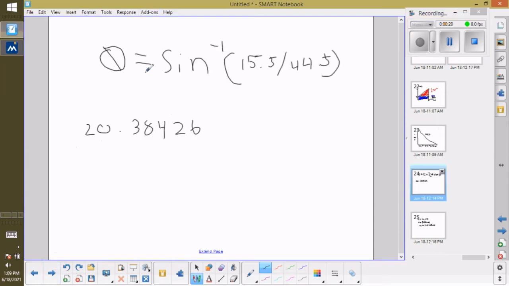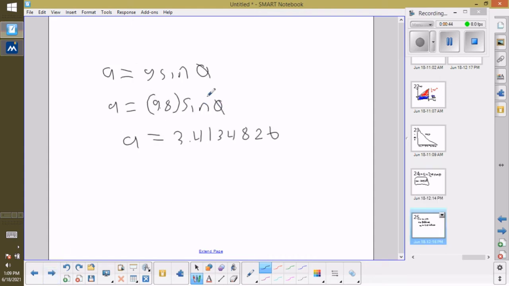Now we start with our first equation, where we plug in the opposite and the hypotenuse right here, and from that we get this number here. This is the degrees of our angle. We can then take that number and plug it in here, and then we are able to get our acceleration. Specifically, we plug it in here, and we are able to get this as our acceleration.